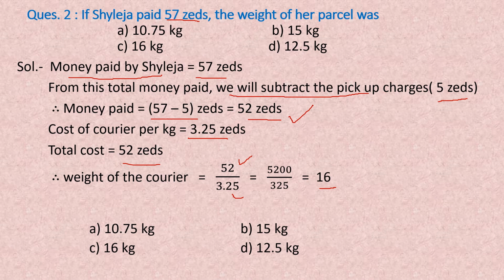Now we can see the options. Option A is 10.75 kilogram. Option B is 15 kilogram. Option C 16 kilogram. And option D 12.5 kilogram. So we can see here option C is the correct option.